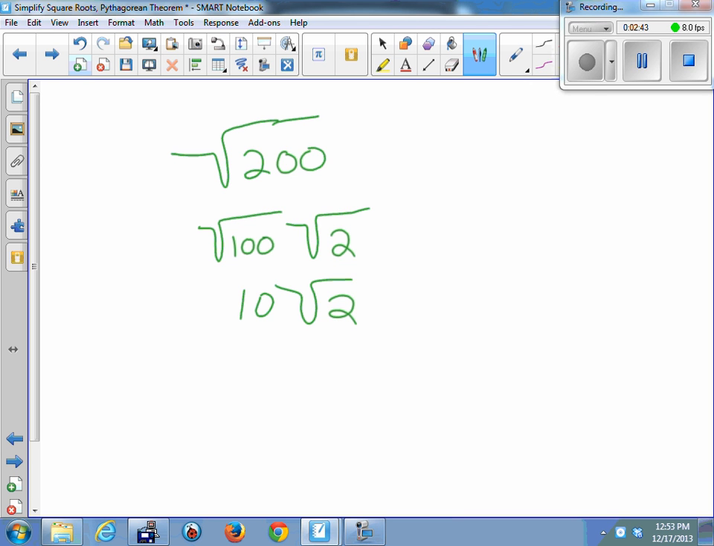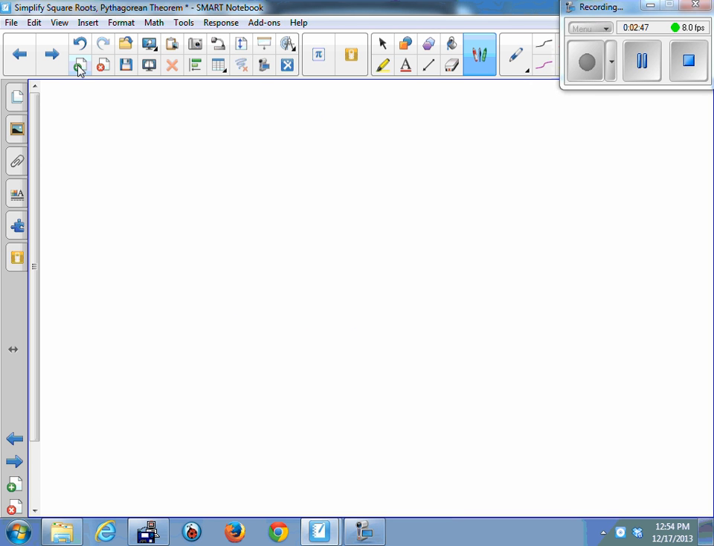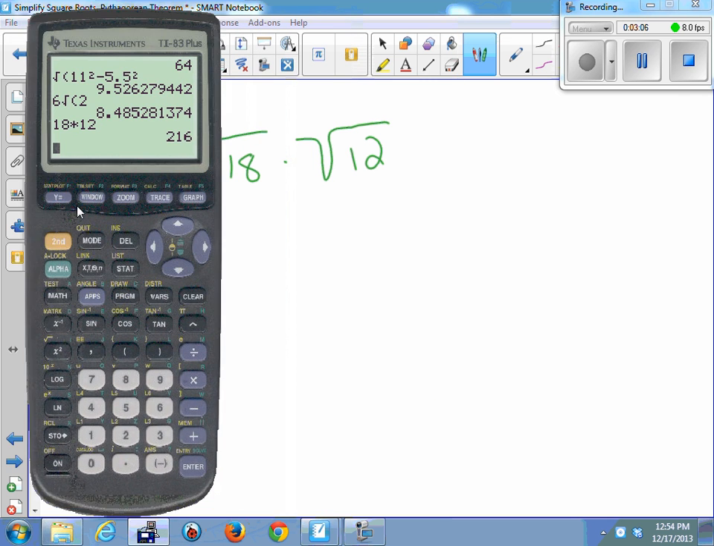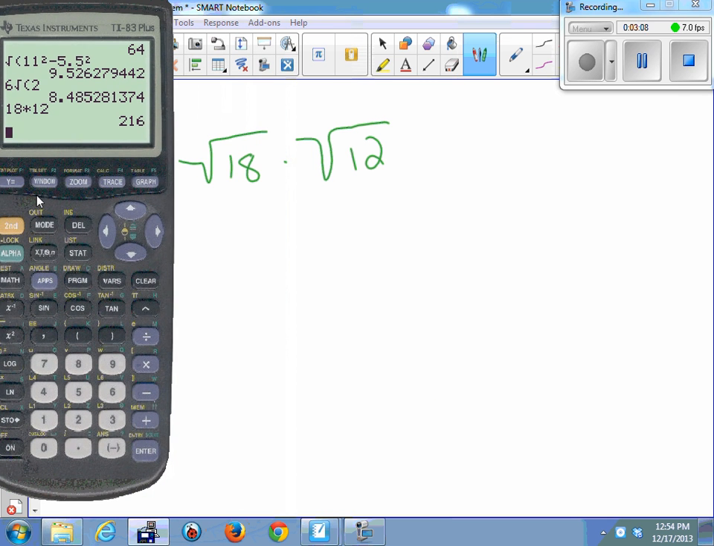To get a little bit more complicated, we're going to do a square root times a square root. Square root of 18 times square root of 12. In this case, you can actually multiply. If you get your calculators out, you can do 18 times 12. That's 216.